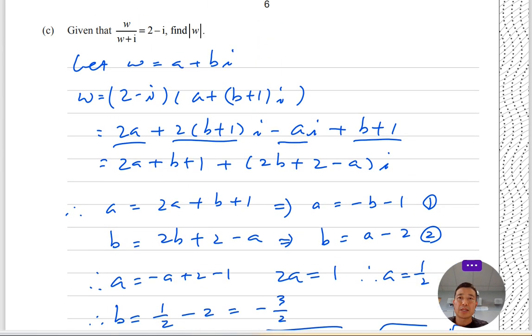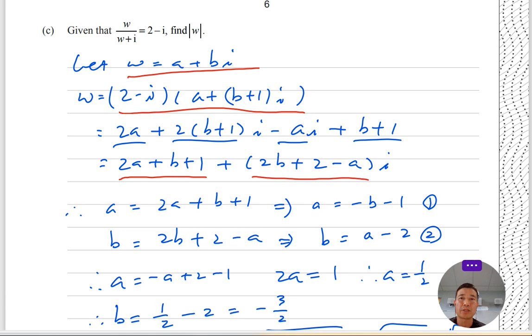Okay, question C says, given that w over w plus i equals 2 minus i, find the modulus of w. So let w be a plus bi. Then I rearranged it. So w equals 2 minus i times w plus i, right? Which is that, right? I just rearranged it and then expanded and then simplified. So organized it, real part and imaginary part.